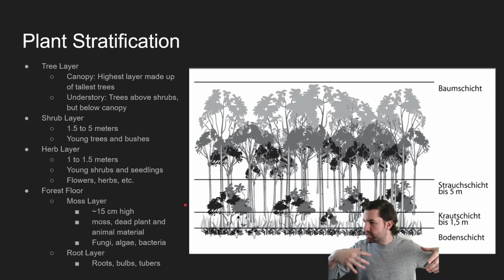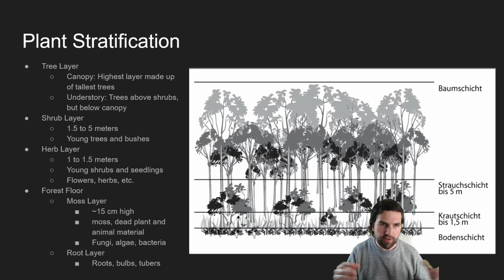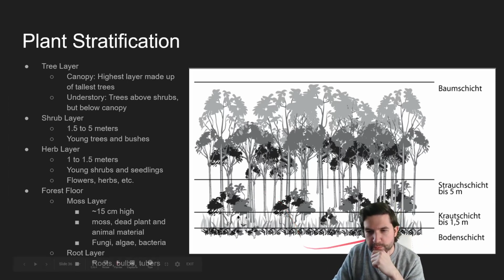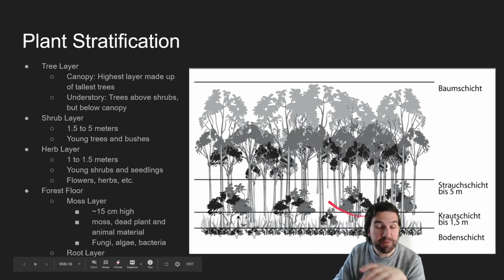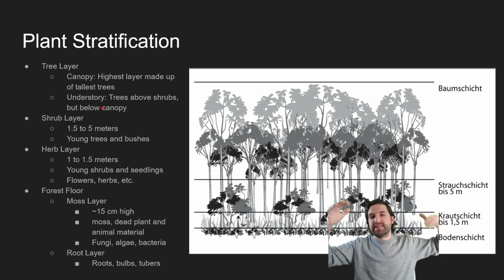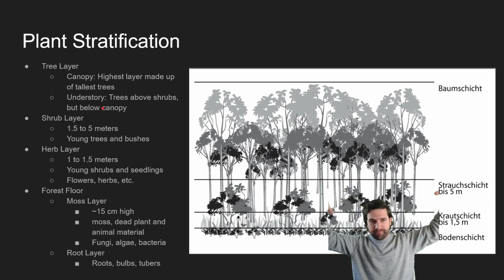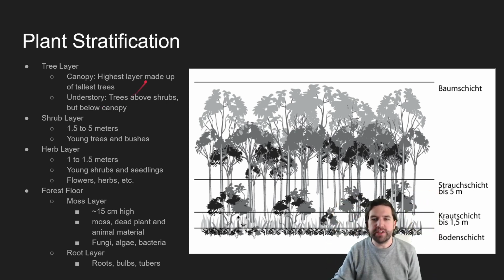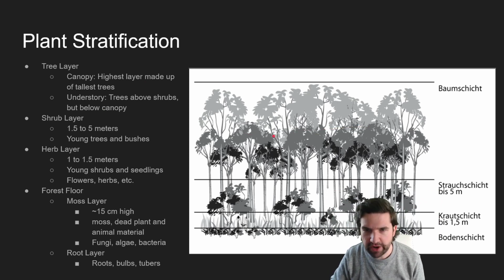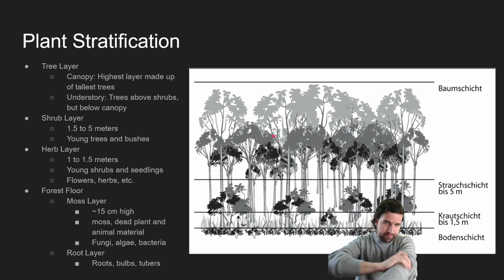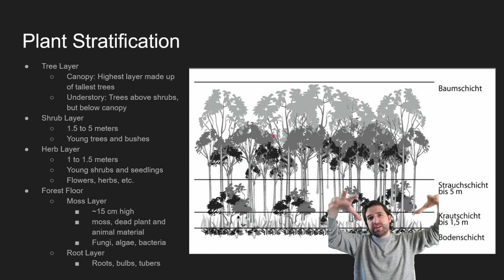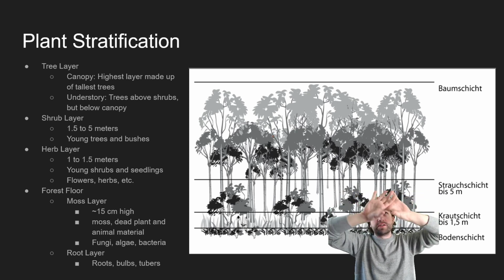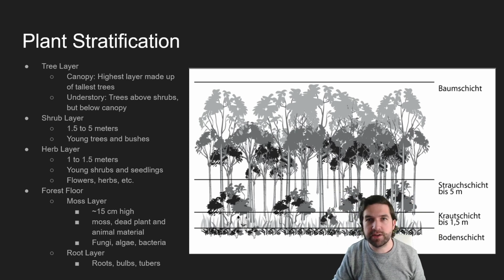To give you in a nutshell the brief idea of plant stratification, the best chart I could find for this was in German, but I'll walk you through it. We have the tree layer, which consists of the canopy. That's the highest trees up. And then the understory, this is trees just below the canopy. So these might be growing up. Especially if you see in a rainforest, you have this really dense packing of trees on the top, and then there's not a lot of leaves underneath because the leaves are there to catch sunlight.